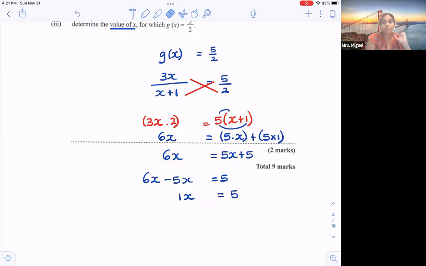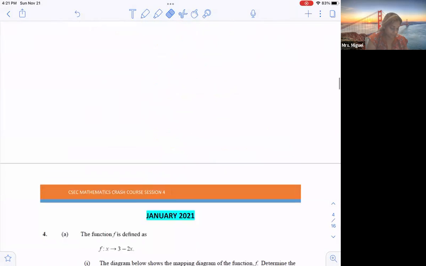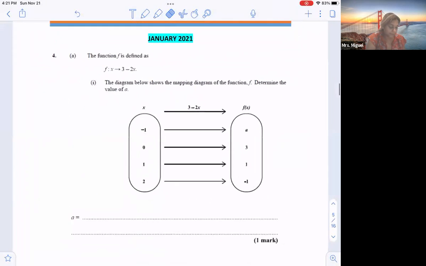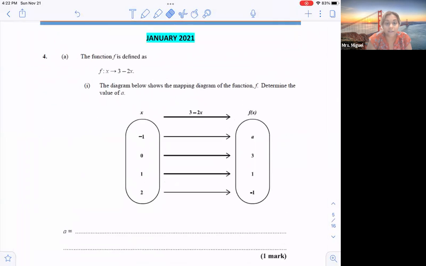All right, remember our aim and our goal is to at least get 5 marks per question, right? Now this one wasn't too bad. The function f is defined as, meaning they tell you what the f of x is. So you multiply x by -2, and you add 3. That is how the function is. So they gave you values for 0, 1, and 2, and you have to find a.